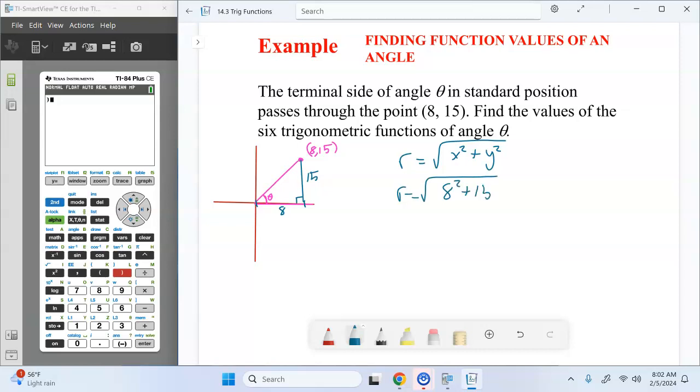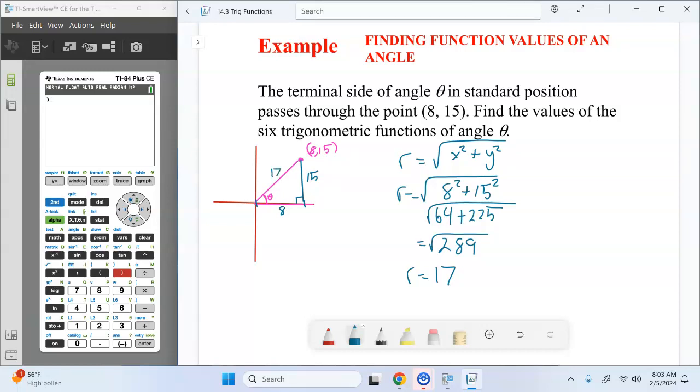8 squared plus 15 squared. And then we evaluate it. 8 squared is 64, plus 225 is 289. Okay? Can we square root 289? So now we have our radius, or our hypotenuse, 17.